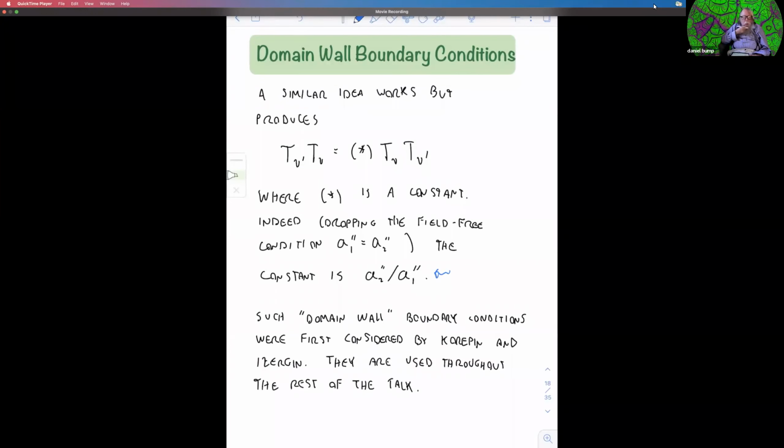Korup and Izergan were the first to study domain wall boundary conditions, and they showed in the examples they were studying that the partition function could be realized as a determinant. And so anyway, we're going to be in this situation.